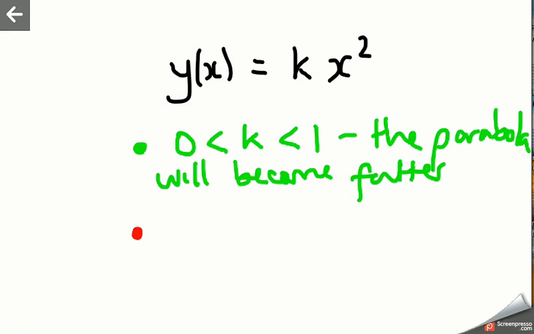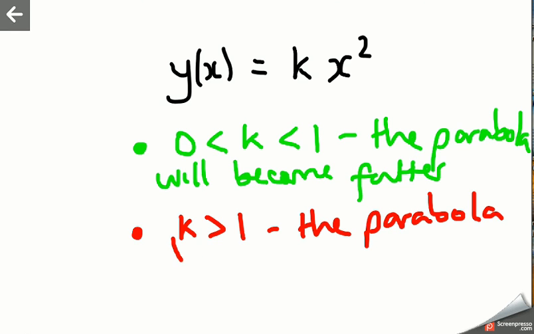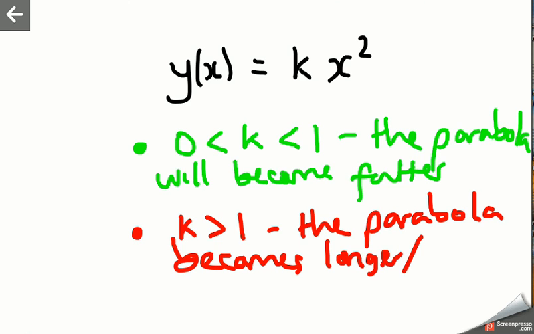How about if k is bigger than 1? If k is bigger than 1, then we're increasing our y values. We're increasing everything, so that's going to result in a longer, skinnier parabola. So the parabola becomes longer and skinnier. How do you spell skinnier? S-K-I-N-N-I-E-R? I don't know. Skinnier. Anyway, so if k is bigger than 1, the parabola becomes longer and skinnier. So this constant controls how wide the parabola is.